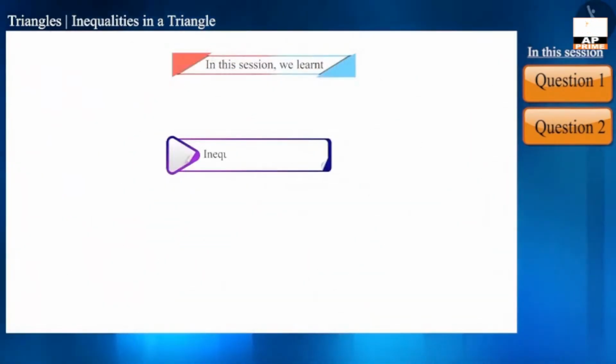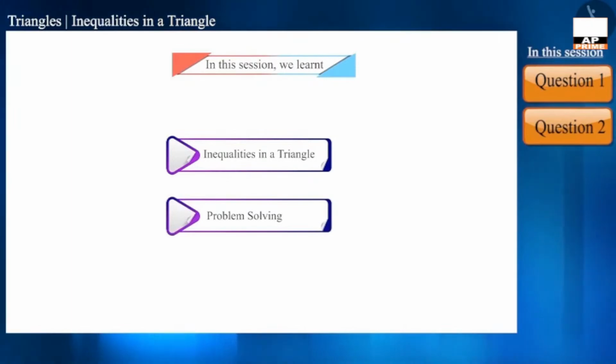So friends, that's all in this session. Today we solved some questions based on inequalities in a triangle. In the next session, we will discuss some facts related to this topic. Thank you.